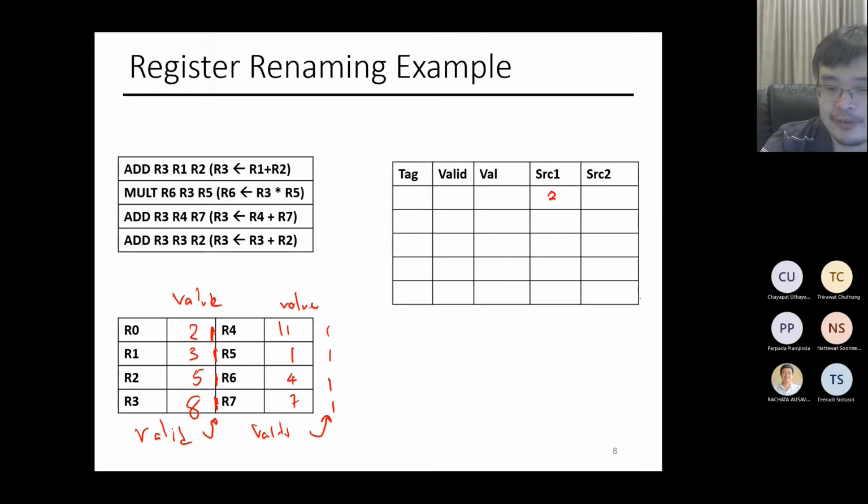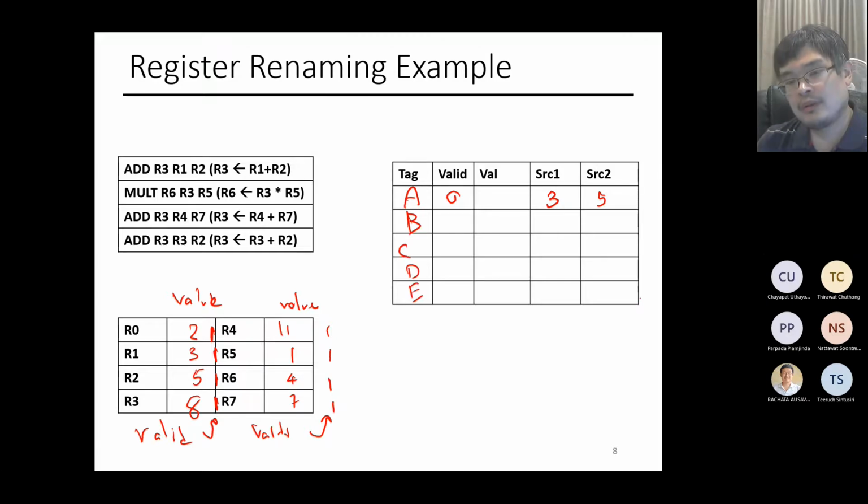R1 is 3. It's valid, so you can put the number 3 here. R2 is 5, so you put the number 5 here. I don't have the value yet, and it's not valid. The tag is A. Basically the tag can be anything, right? So it's A, B, C, D, E.